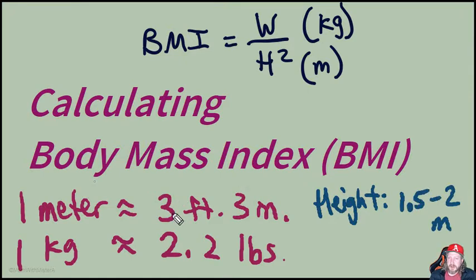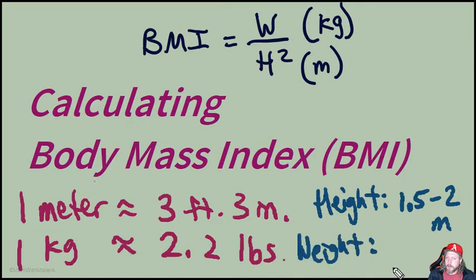Remember, 1 meter is about 3 feet 3 inches, so 2 meters is about 6 feet 6 inches. So 2 meters is about on the high end of the people you probably know in your life. You maybe know a person or two that's taller than that. And someone who is 1.5 meters tall is just a little bit under 5 feet.